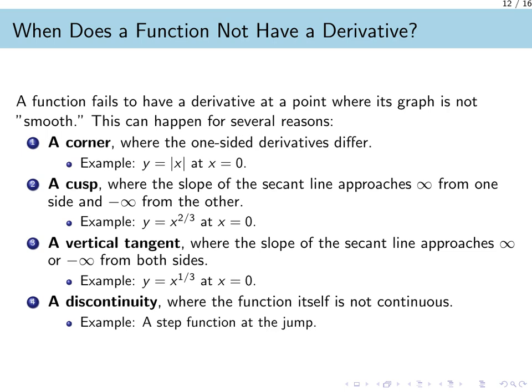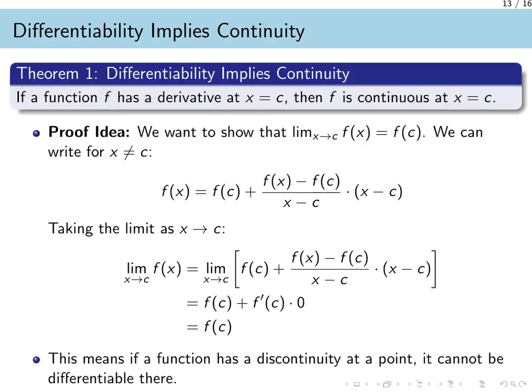Finally, a function cannot be differentiable at a discontinuity, because if the graph has a break or a jump, there is no well-defined tangent line. In short, differentiability is a stronger condition than continuity, requiring a smooth curve with no sharp points, vertical tangents, or gaps. Let us explore the fundamental relationship between differentiability and continuity.